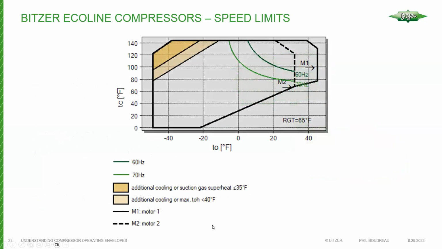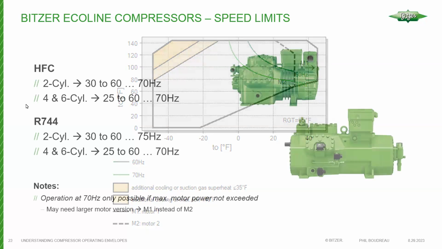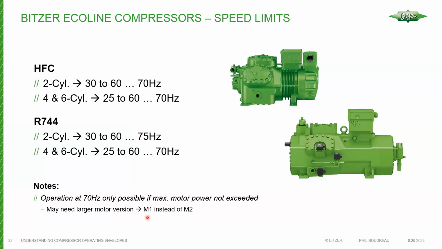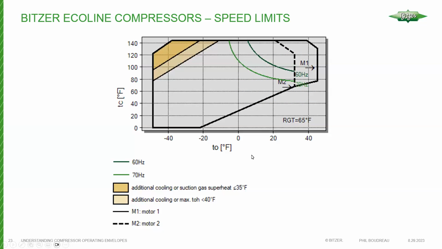Okay, so in this case, if you want to run high speed, very commonly you're going to end up going to the motor 1 version instead of the motor 2. Particularly in medium temp systems. Generally with low temp systems, you can get away with running a higher speed. In fact, that's done very regularly in supermarkets.